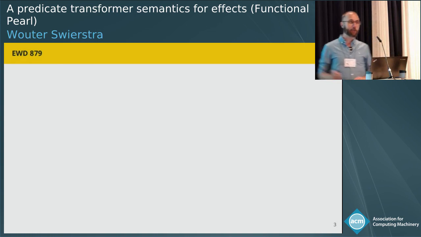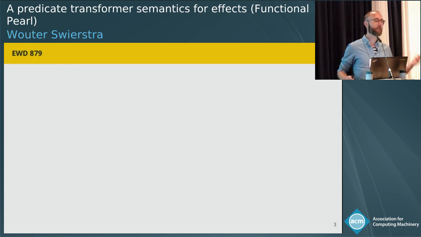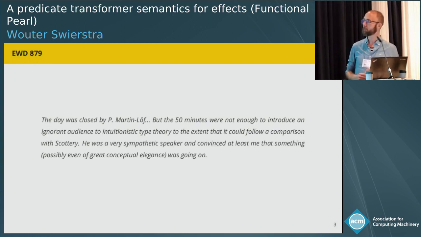Anyhow, in one of his trip notes, he talks about this visit to the Royal Society and that there was this interesting talk by the Swedish philosopher Per Martin-Löf. But reading this, he's very positive by Dijkstra's standards. He was a very sympathetic speaker and convinced me at least that something, possibly of great conceptual elegance, was going on.